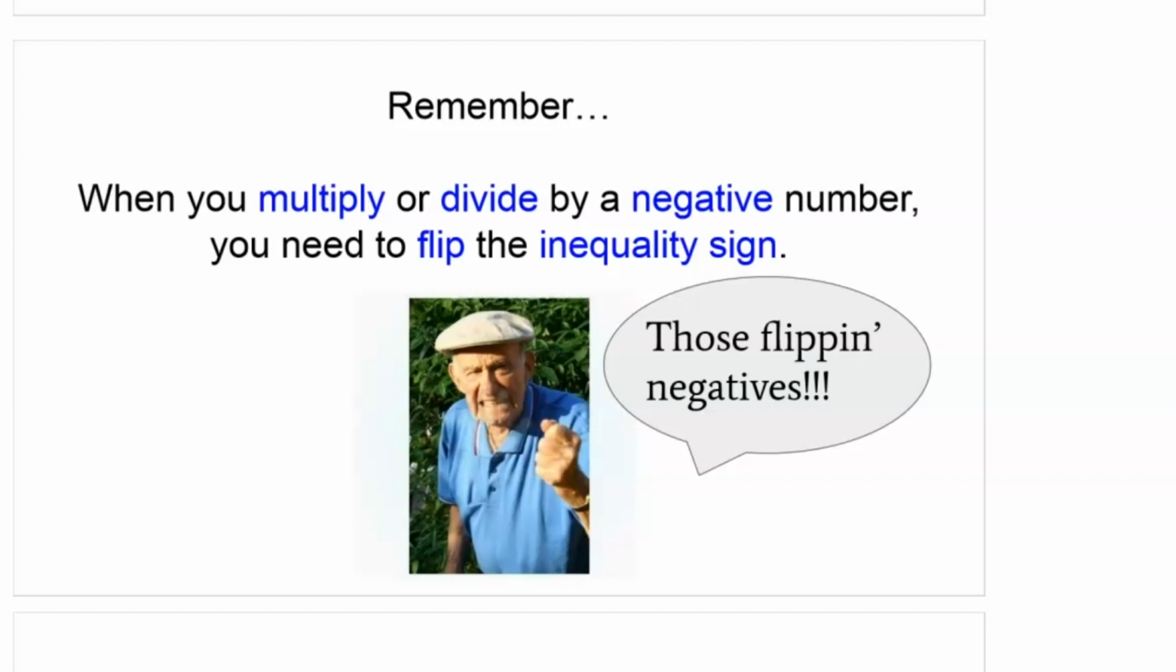So if you watched my inequalities video, you know this already, but whenever you multiply or divide by a negative, you have to flip the inequality sign. So this is just a way for you to remember. Just imagine someone shaking their fist like this old man, shaking his fist and saying, "Those flippin' negatives." So just remember, whenever you divide or multiply by a negative, you have to flip the inequality sign. So let's look at a couple examples where we would need to flip the sign.